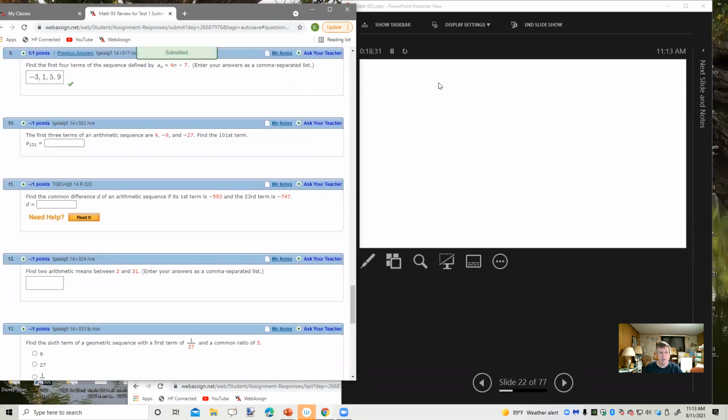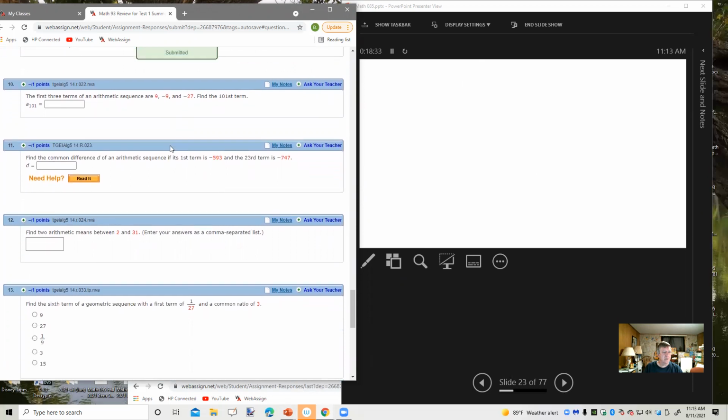Okay, let's take a look at this next problem. Problem number 10. The first 3 terms of an arithmetic sequence are 9, -9, and -27. Find the 101st term. Now, in this case, they don't give us a specific formula, so we're going to use a sub n equals a sub 1 plus the quantity n minus 1 times d.